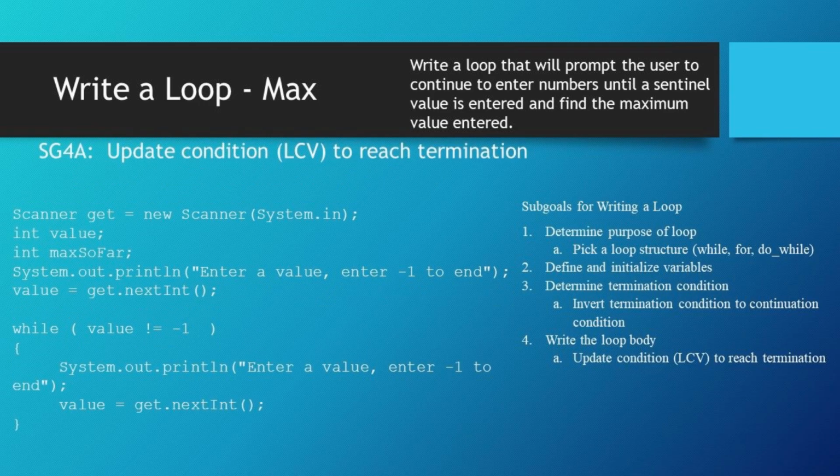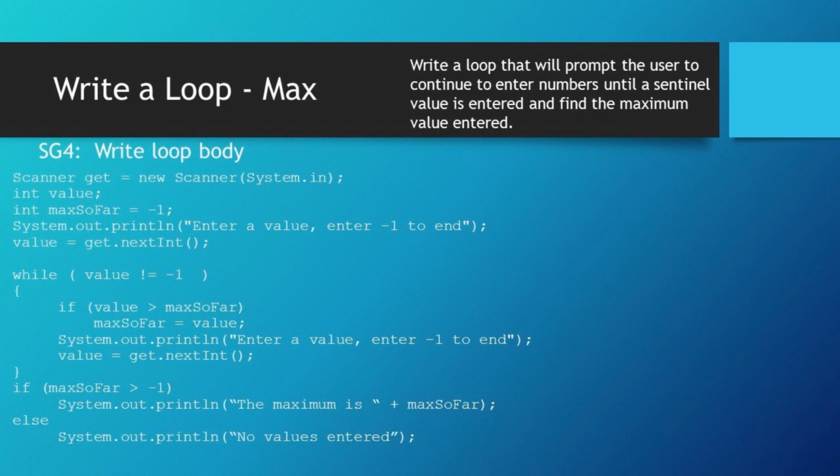For the first part of subgoal 4, we update the loop control variable to reach termination. This is another read statement, where we prompt the user to enter in a value, and we are reading that next value. Now we write the loop body. We want to test if the value read in is bigger than the maximum value we have so far. If so, we want to replace the maximum value with the new bigger value.